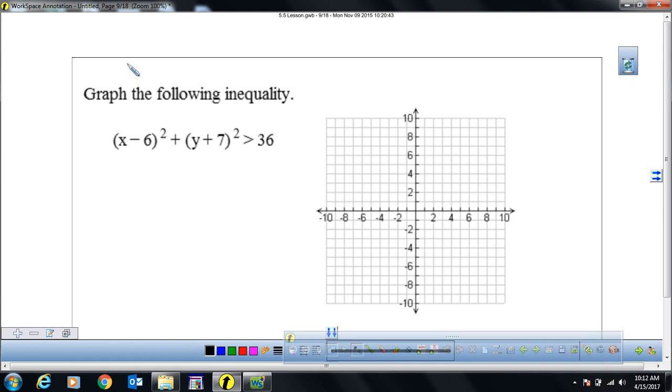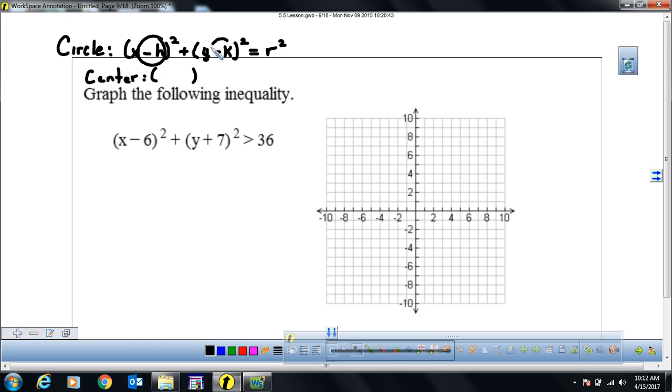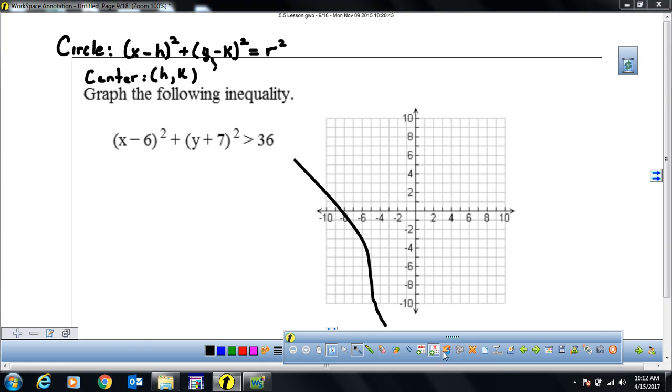So on this system, you have a special type of graph that we need to cover. This is going to be the graph of a circle. Anytime you have an equation in the form x minus h squared plus y minus k squared equals a number squared, that represents the equation of a circle. Now, on the equation of a circle, there are two things that we need to know. The center of the circle. The center of the circle is going to be the opposite of these two numbers inside of the parentheses. The opposite, okay, which is h, k. And the r that you have on the right side represents the radius of the circle.